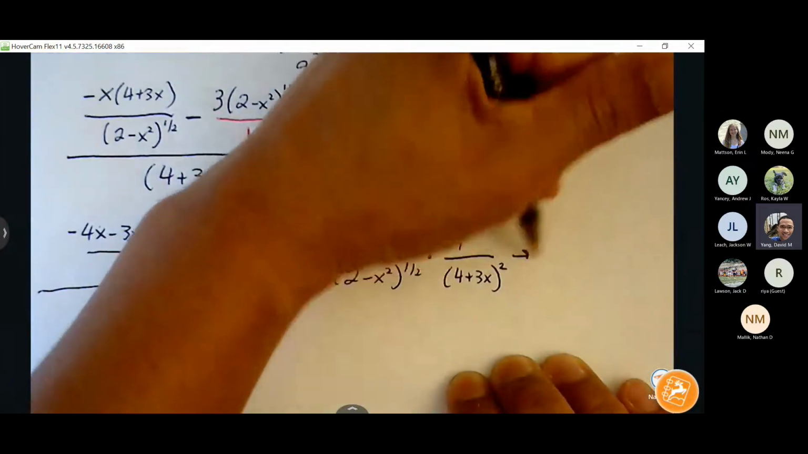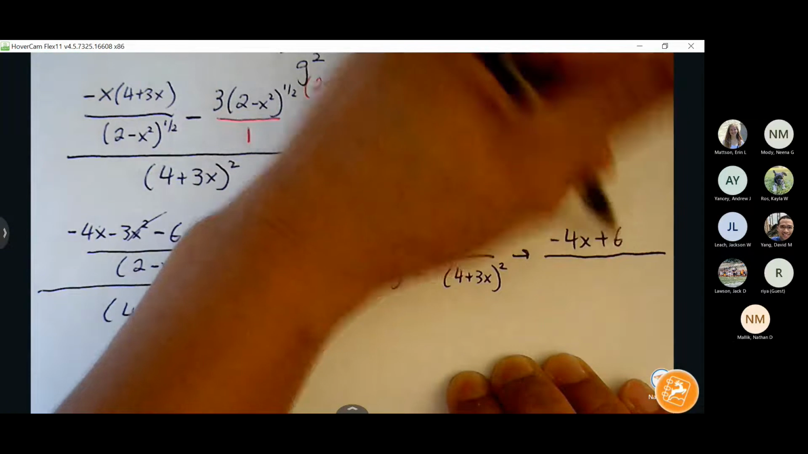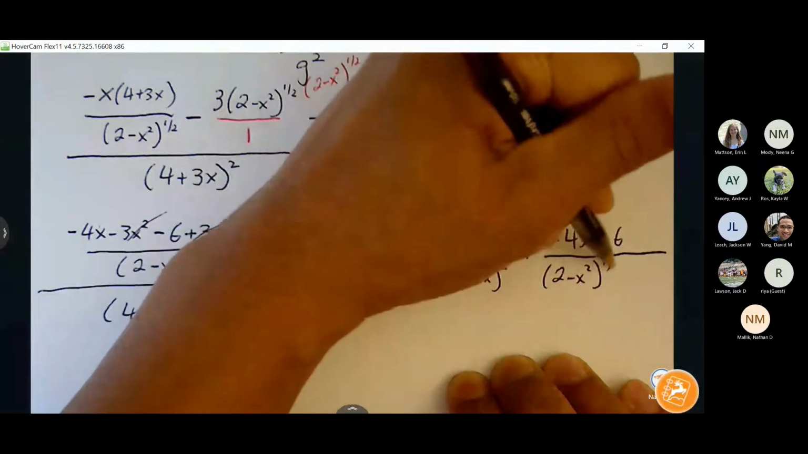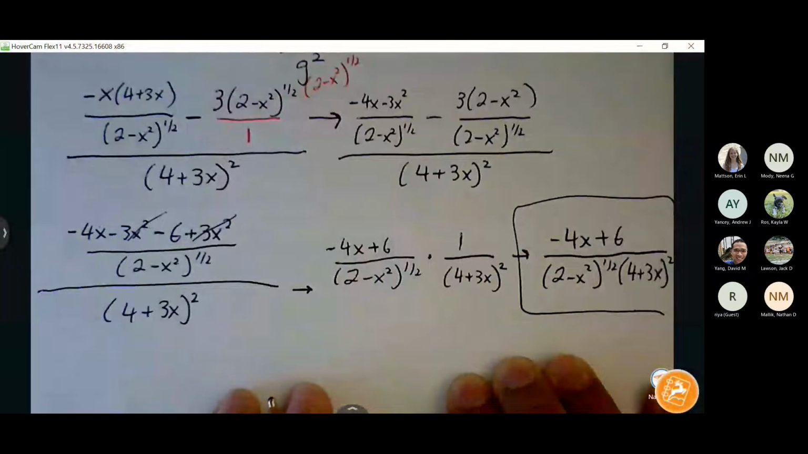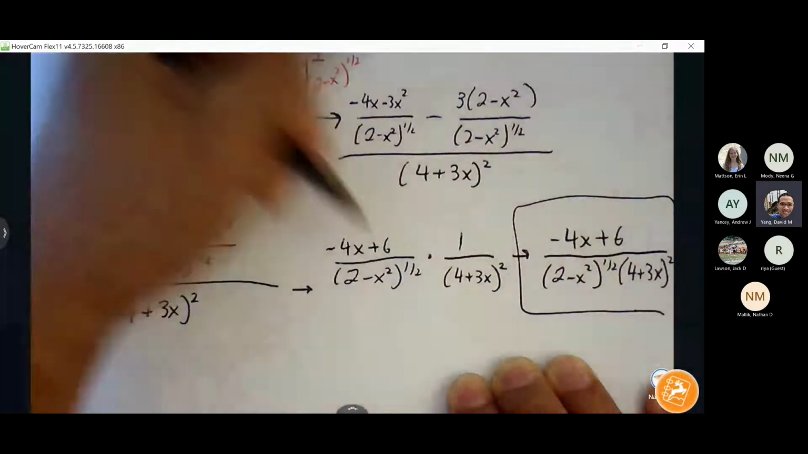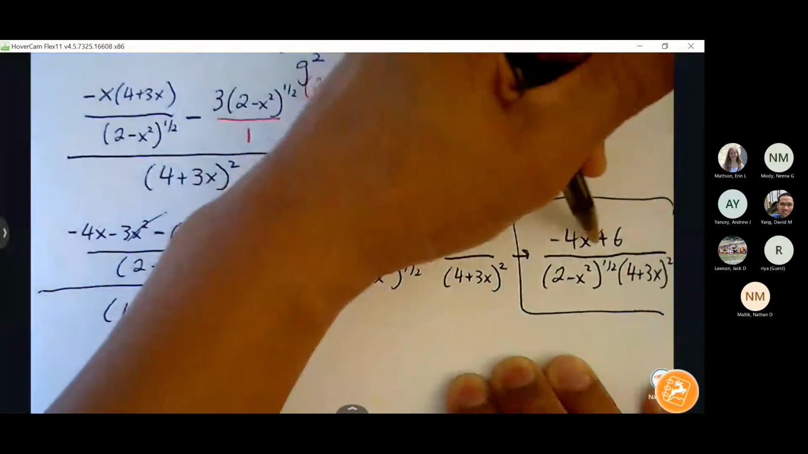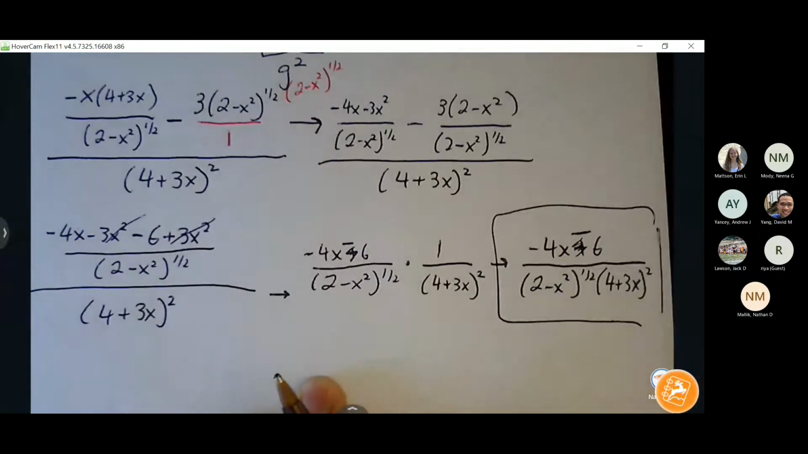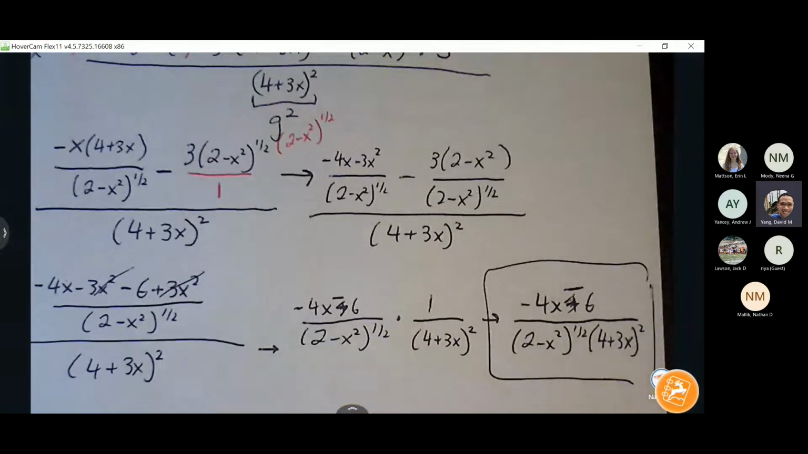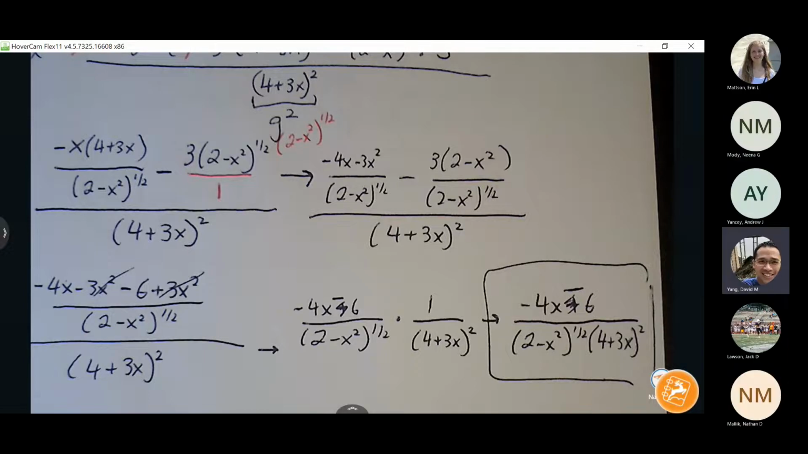Now merge all this together. Oh, minus 6. That's a change. That's outside for it.